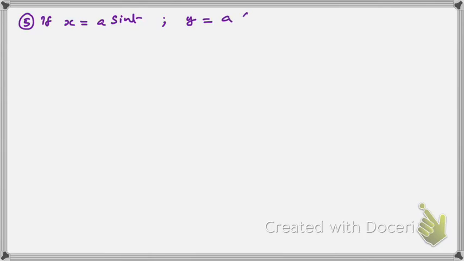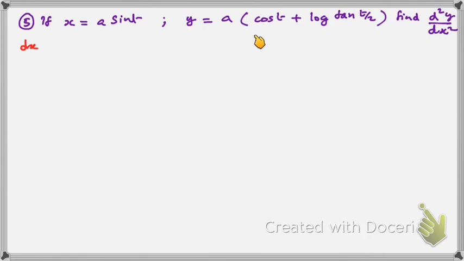One more question, last question on this. If x is equal to a sin t, y is equal to a into cos t plus log tan t by 2, find d square y by dx square. I'm going to find dx by dt. x is a sin t, so dx by dt is a into the derivative of sin t, which is cos t, and that's it, we are done.